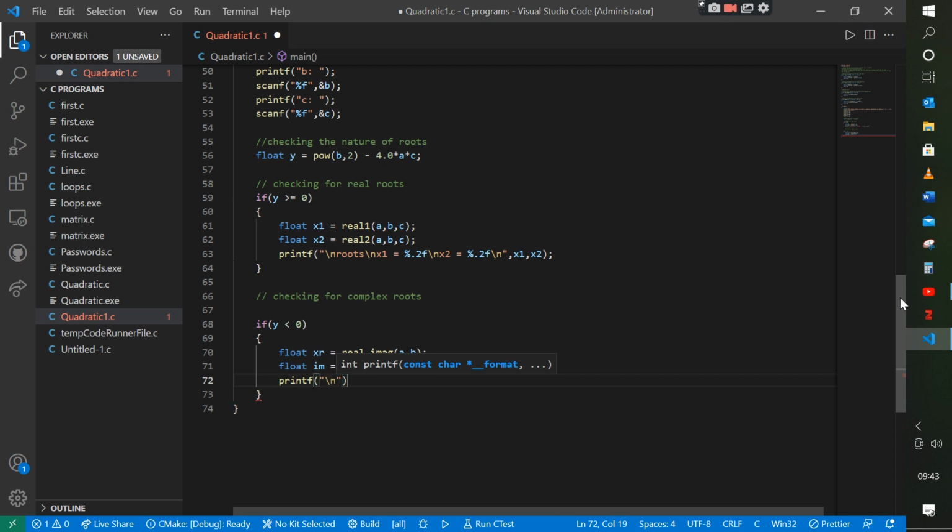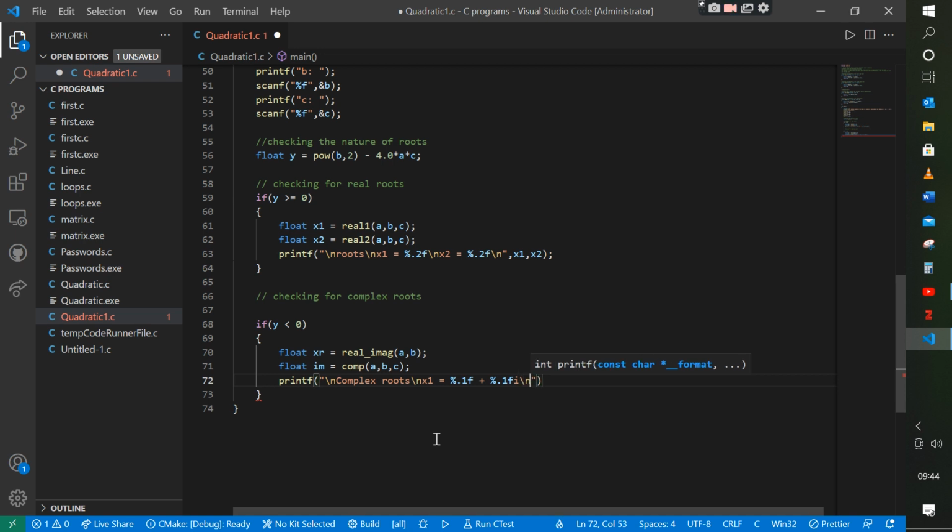We have complex roots, and on a new line we have x1. x1 equals %0.1f, that is xr, plus the first part of the imaginary. We can take one decimal place for that. The first one is plus, then the first imaginary part: %0.1f, and remember, complex roots have that i.